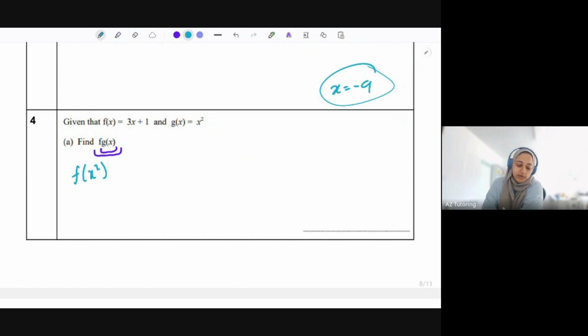It's just x squared. So wherever there's an x in f, I'm just replacing that with an x squared. So we've got 3x squared plus 1. And that's my answer, just 3x squared plus 1.